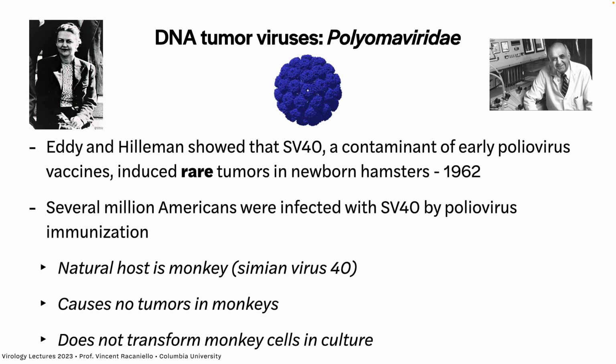By the way, the earliest polio vaccines were made by taking kidneys out of non-human primates, making cells out of them in culture, and growing poliovirus in them. We didn't know that these cells had SV40 in them. We didn't know SV40 existed in the 1950s. So many millions of Americans were given polio vaccine with SV40.